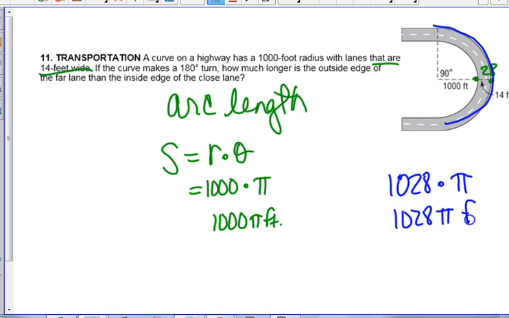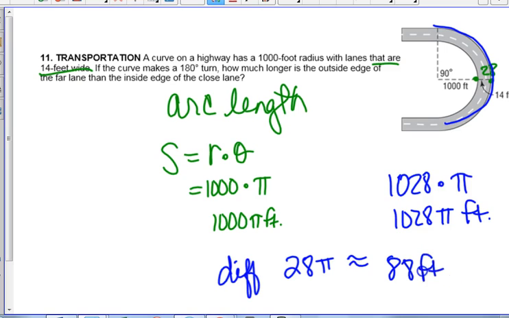So the difference, how much further did they go, would be 28 pi, which is approximately, how about 88 feet? 28 times pi is almost 88 feet. Now, it's not actually that different because you don't actually travel along the very edge on the inside of the road or the very edge on the outside. Okay, you kind of go down the middle of each lane, but it is a big difference.